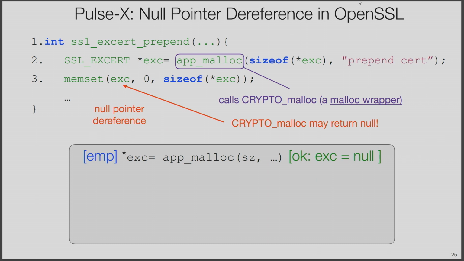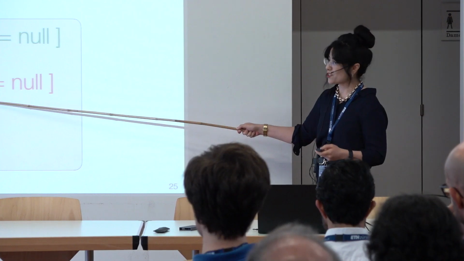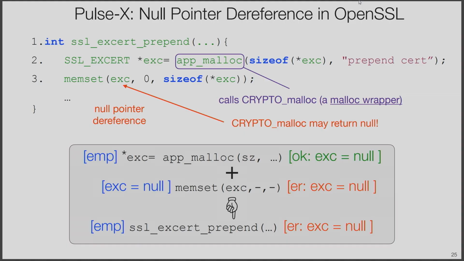So it's possible for appmalloc to return something that is null. And so as a result, memset, if you give it something null, will get a null pointer dereference afterwards. If you try to set something to 0 that is null, surprise, surprise, it's a null pointer dereference. So combining these two end-to-end, we can get this spec for xset prepend that says, okay, you can start from empty and get a null pointer dereference at this line here. We also actually record the line numbers usually.